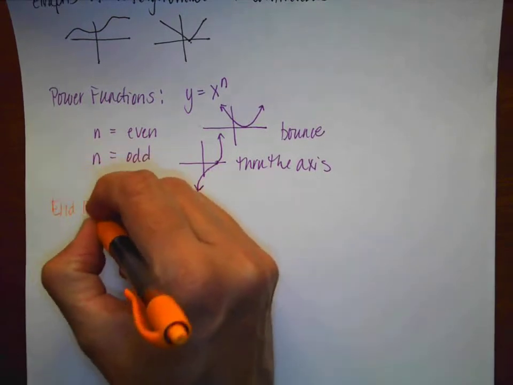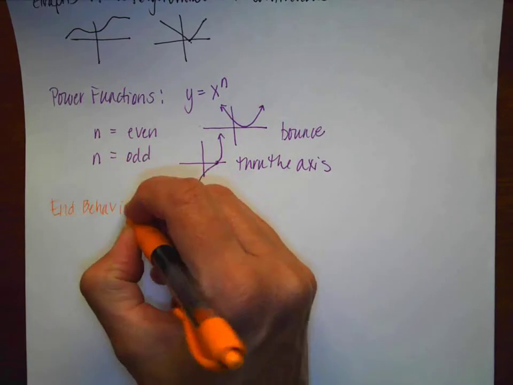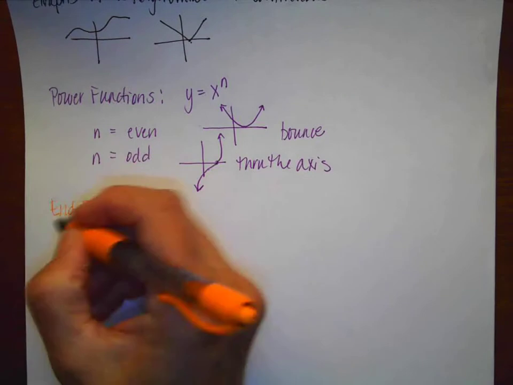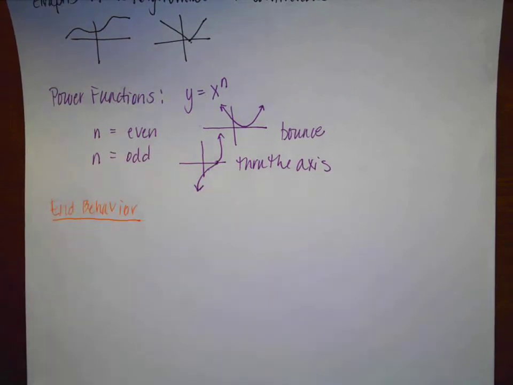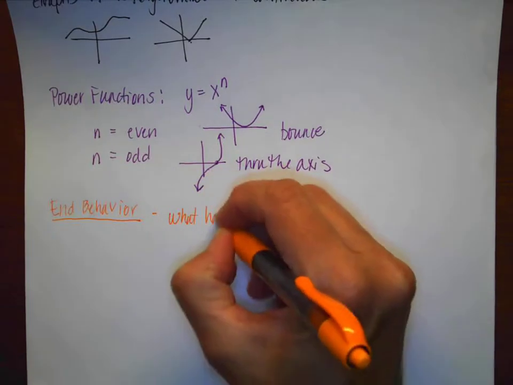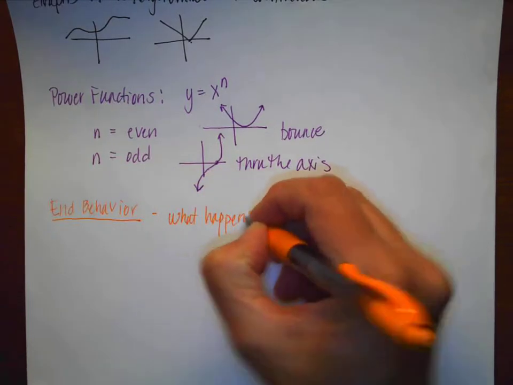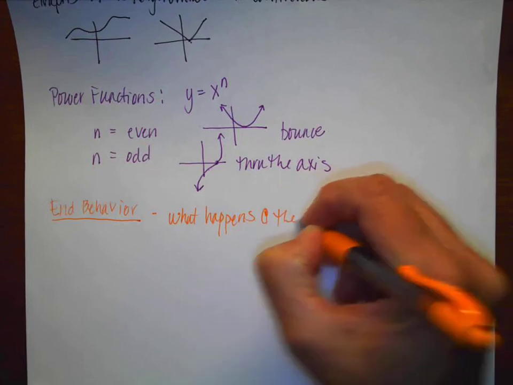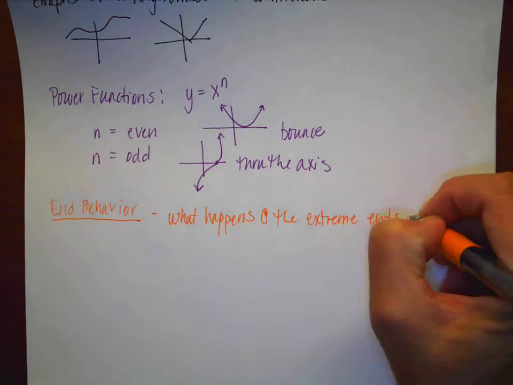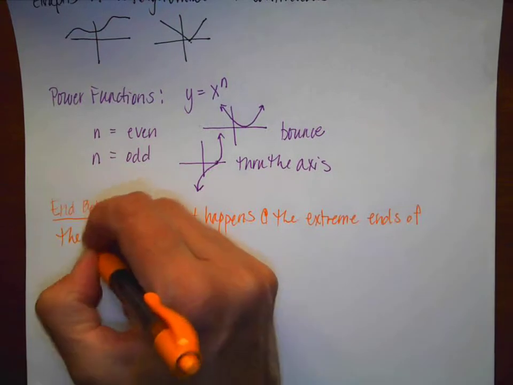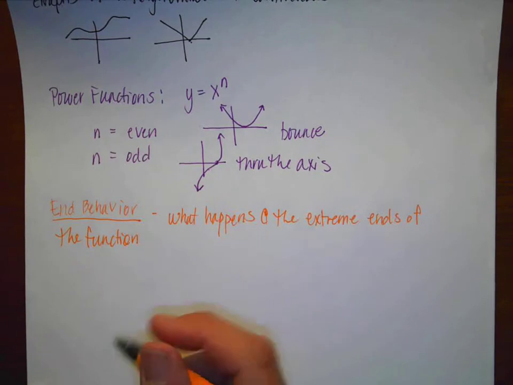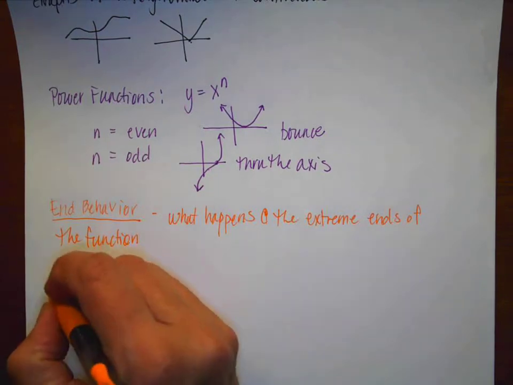Alright, the next topic that we want to talk about, it looks like my orange pen is unhappy, is end behavior. Let's see if I have another one that will work better. Oh, look at that. So for the end behavior, we're looking at what happens at the extreme ends of the function. And then we have some very specific notation that we use when we're talking about end behavior.